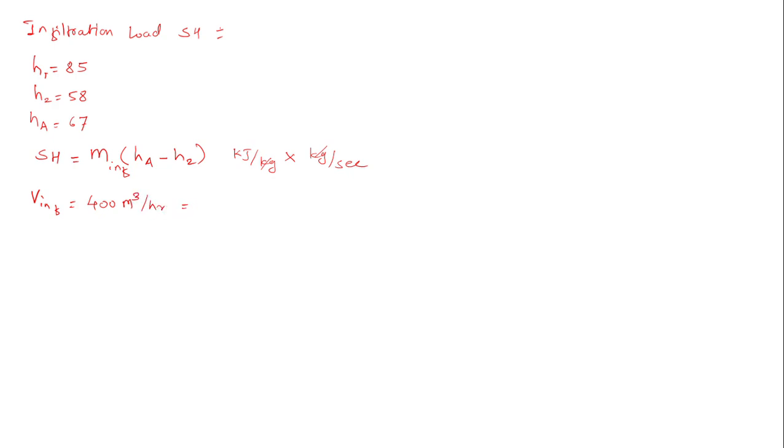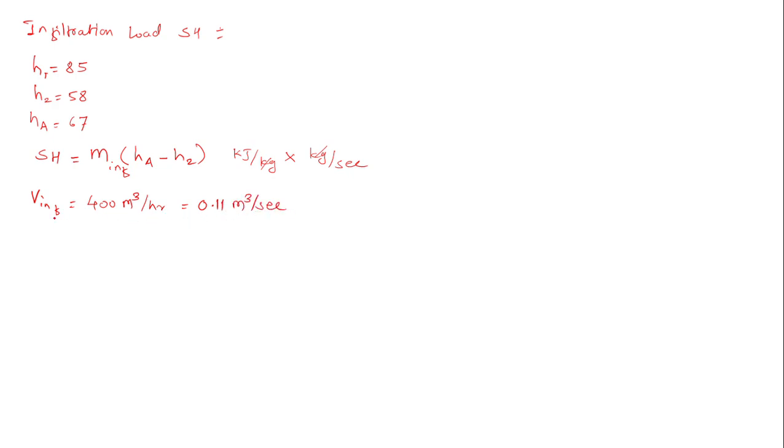Okay, you convert this 400 meter cube per hour first to meter cube per second, because finally I am going to use all the values in kilowatt. So it is 400 divided by 3600. That is hour to second conversion. You need to multiply it by 3600 to that hour value. So 400 divided by 3600, it is about 0.11 meter cube per second.